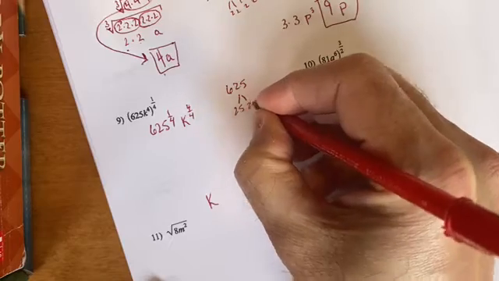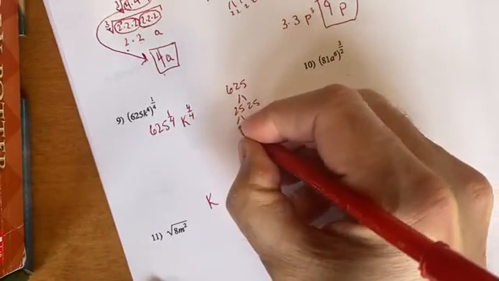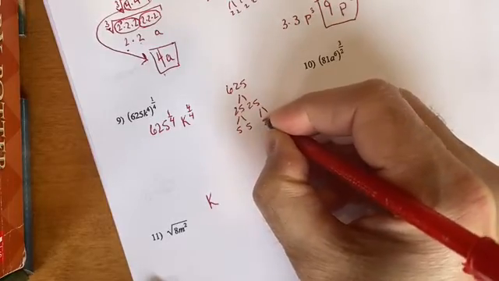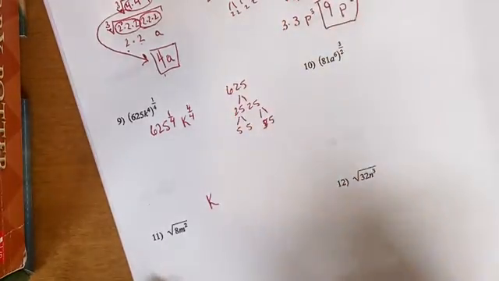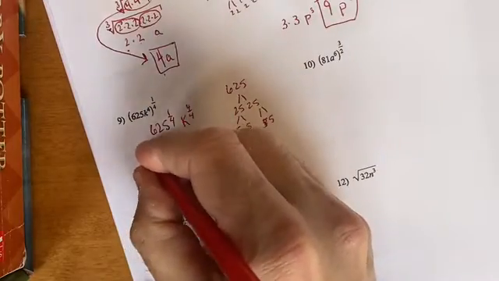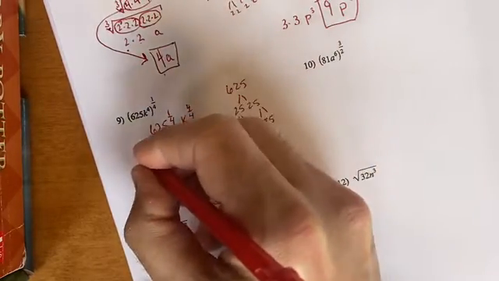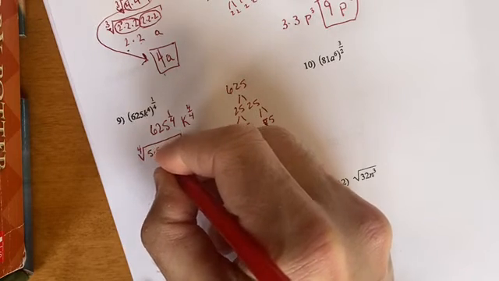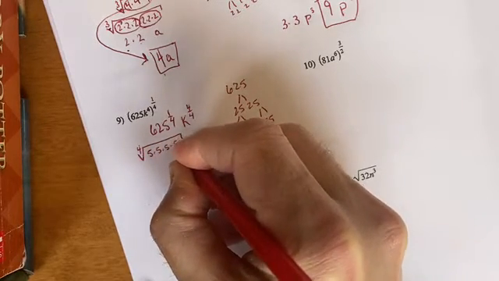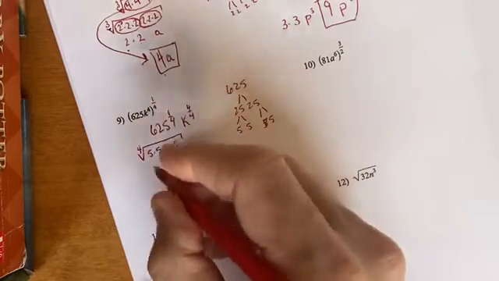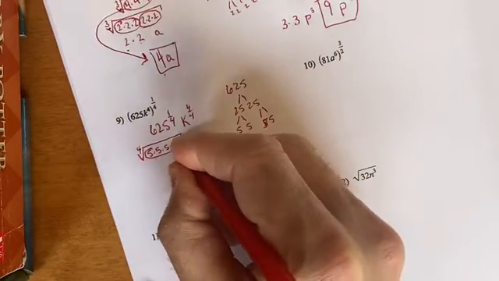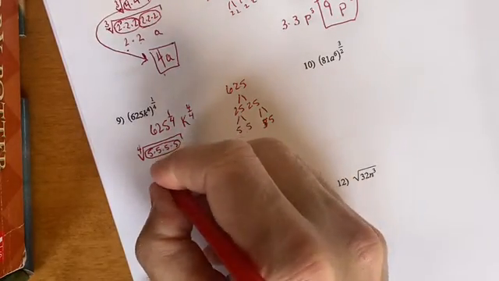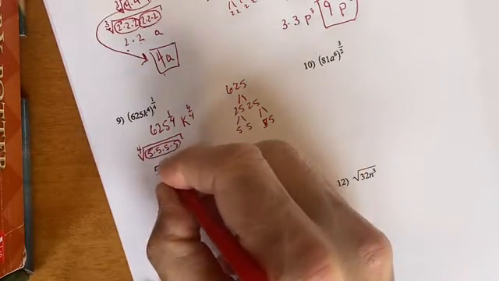25 times 25. And 25 is 5 times 5. So this is the fourth root of 625, which is 5 times 5 times 5 times 5. And there are 4 5s multiplied together, so you can take 1 5 out. So the answer to this one is 5k.